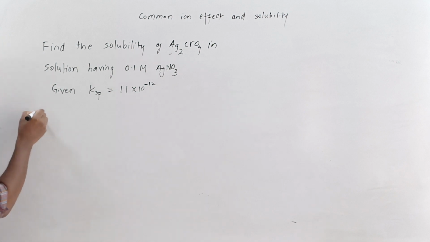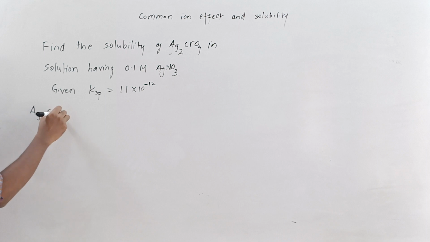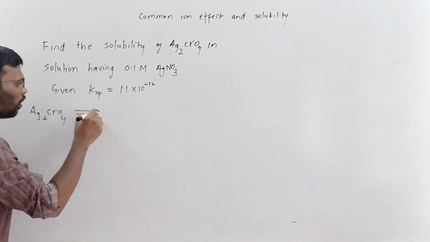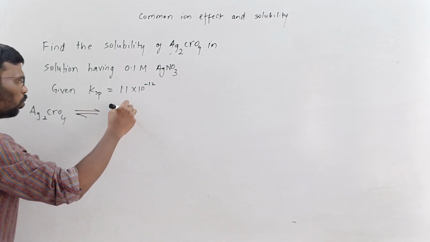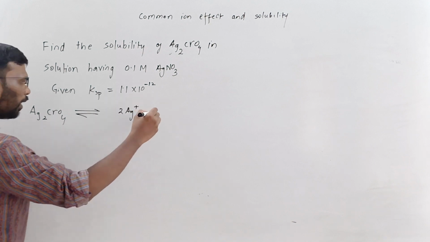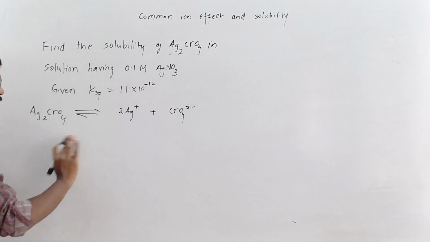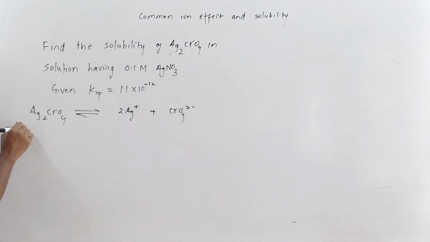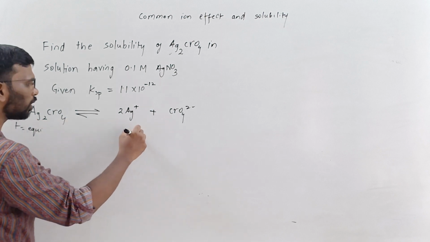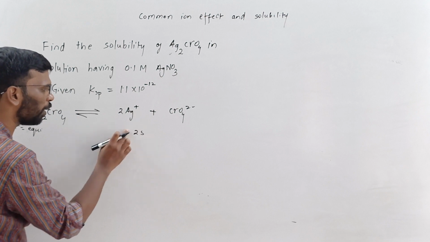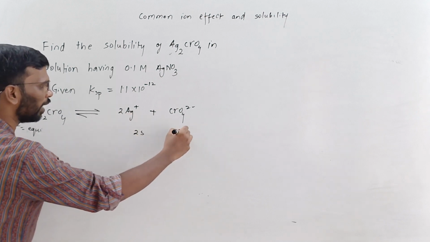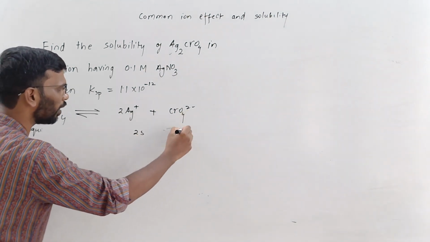So I will write the reaction over here. Equilibrium reaction. Ag2CrO4 is in equilibrium with 2 Ag+ plus CrO4 2-. At time t equal to 0, or at equilibrium, what would this be? The concentration of Ag will be 2s because two ions are forming, and the concentration of the chromate over here is S.